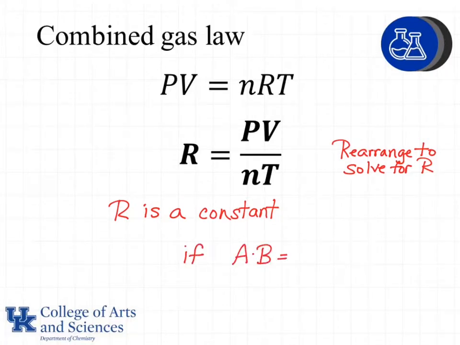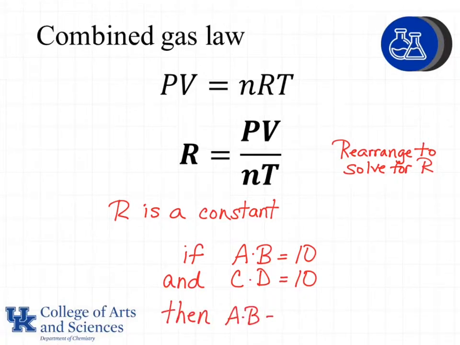If A times B equals 10 and C times D equals 10, then we know that A times B equals C times D. Because both of those expressions were equal to 10, they must be equal to each other. Remember that R is a constant, so if 2 things are equal to R, then they must also be equal to each other. And we're going to use this to set up the combined gas law.